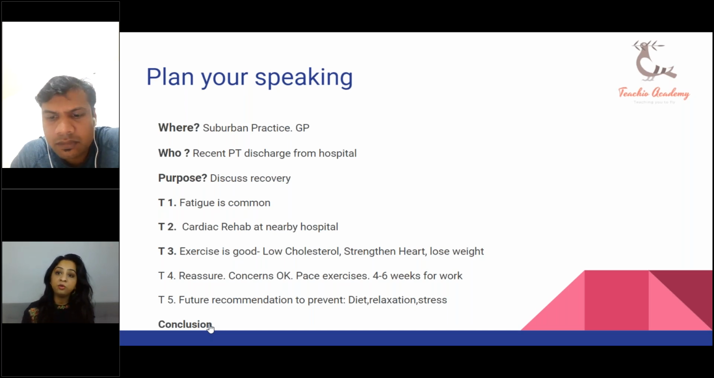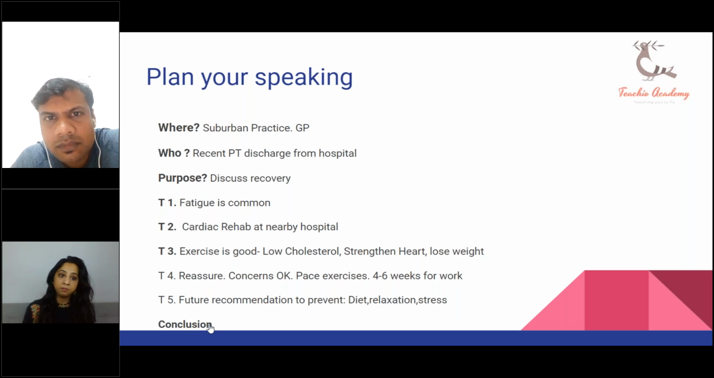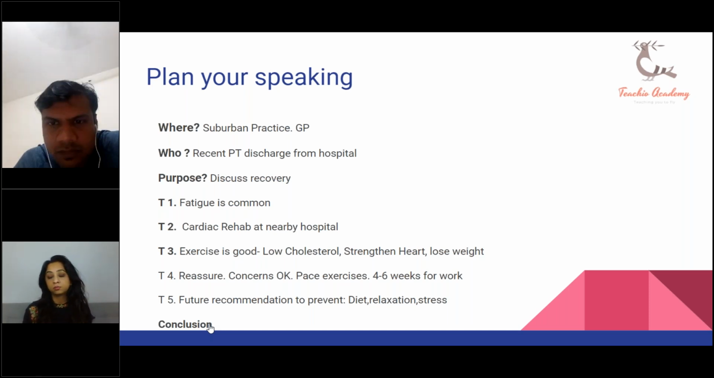And then I write down my task points as T1, T2, T3, T4, and T5. In T1, I just write the main point. Fatigue is common. So in the first part, I'm just going to explain to the patient that it's common to be tired. In the second part, cardiac rehab at nearby hospital. So the second part of my task is that I'm going to explain to them that cardiac rehab is to be offered, which is at a nearby hospital.